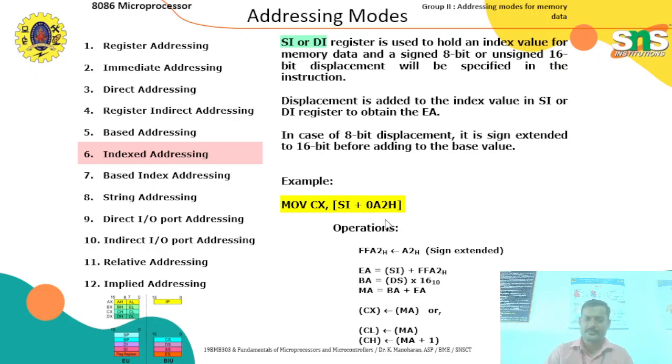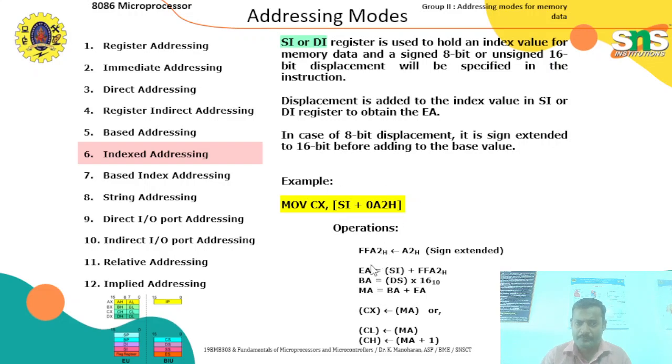Look at this corresponding example. The SI register will be added with the A2 value, and this will be considered as an offset address. So the base value, that is the segment base register times 16, plus this value gives a physical address. The content present at that physical address will be moved to the CL register. The content of the next location will be moved to the CH register. So together, this corresponding location and the next location are moved to CX.